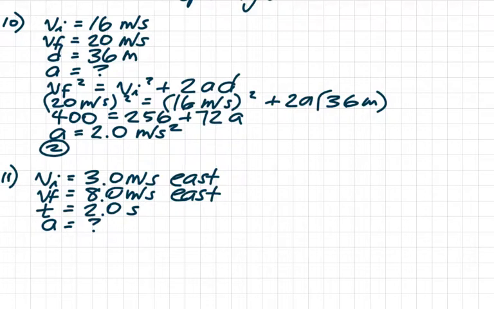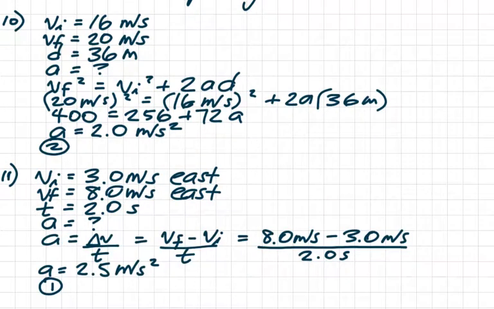If one of them were west, like if V final were 8 meters per second west, I'd have to make that negative. So be careful when they give you directions. It's the same directions here, so they're both positive. We're just going to do a delta V over T. Okay, next page, number 12.